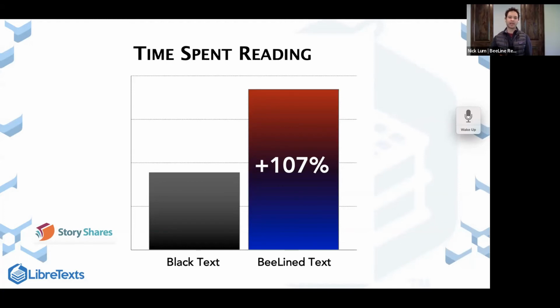They put Beeline Reader on their platform years after LibreTexts had. LibreTexts had it a long time ago, but StoryShares got it last year, and they gathered some data to see how students were interacting with the platform with and without Beeline. They found that students who had activated the feature on their platform were spending more than double the amount of time reading compared to the students who were reading with traditional black text.